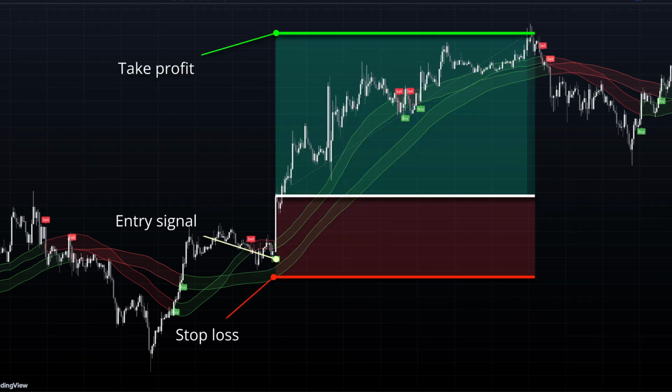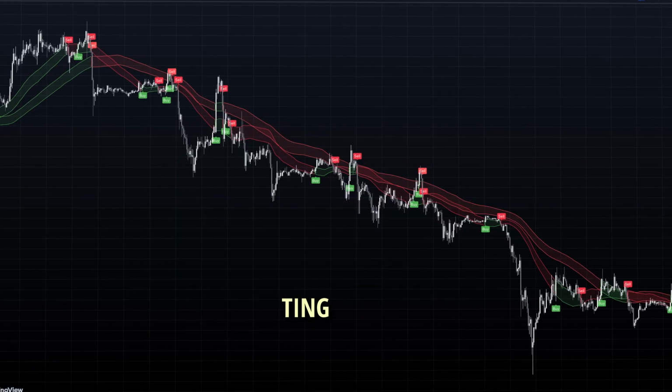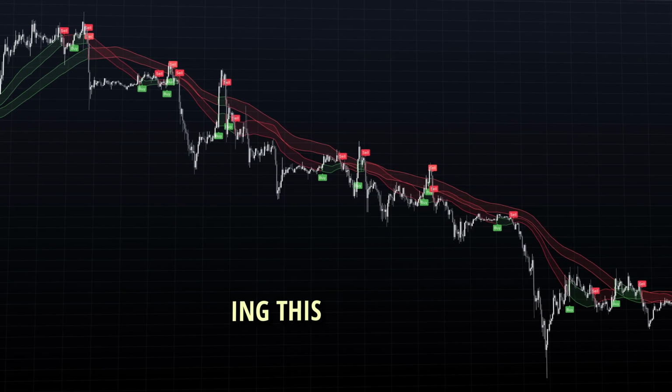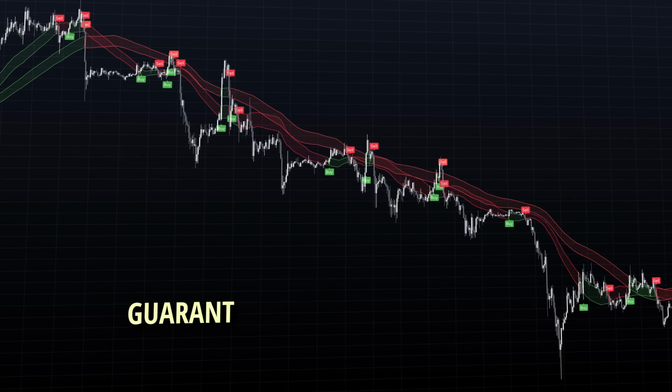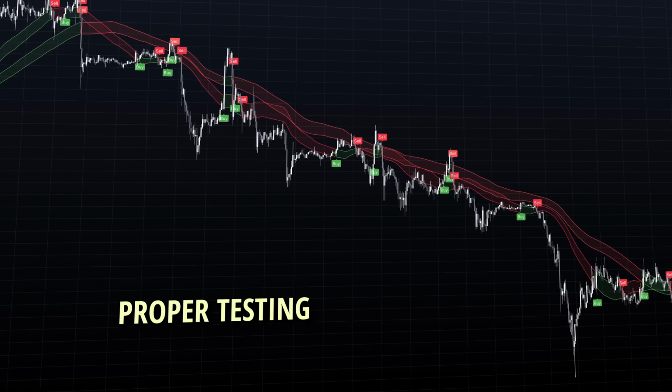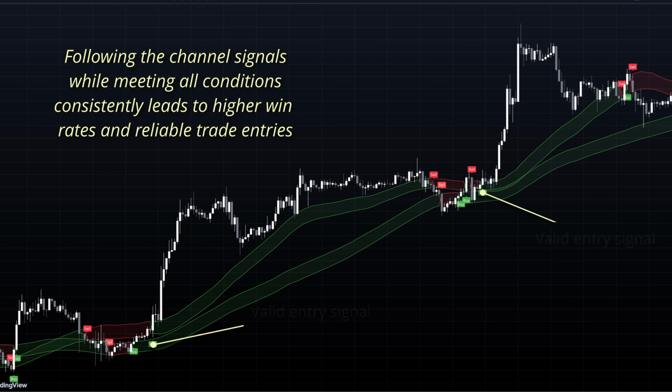Since all markets behave differently even with identical settings, thorough backtesting and forward testing are essential before implementing this strategy. Results cannot be guaranteed if trading begins without proper testing. If you're patient enough, this strategy will give you the most reliable entries.